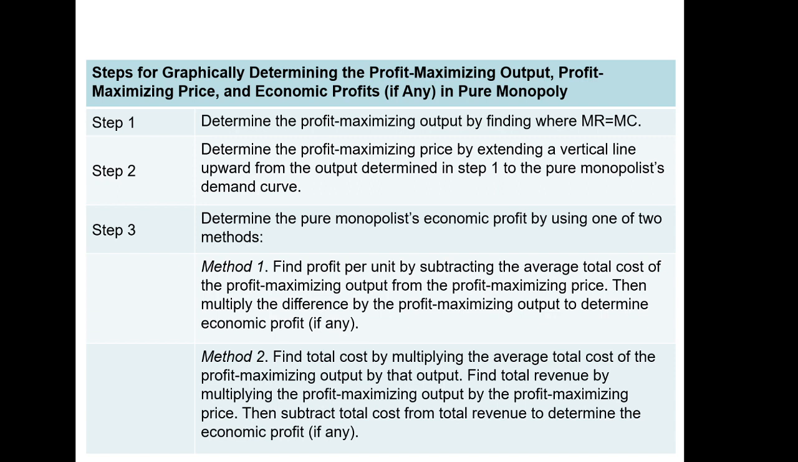They wouldn't do that. Okay, so we determine the profit maximizing price by going straight up to the demand curve. We go across, that is our price. The price is not on the demand curve. You have to go across to the axes to get the price. You add your ATC curve, and that will show you whether there is economic profit or not. Determine the economic profit, it says pure monopolist, we're focusing on monopolists here, by using one of 2 methods.